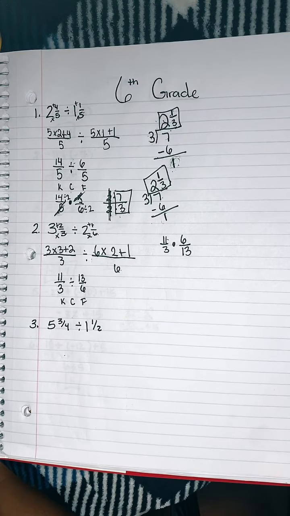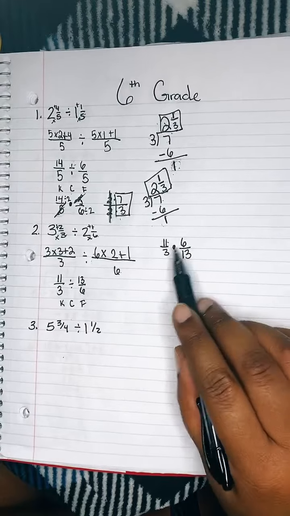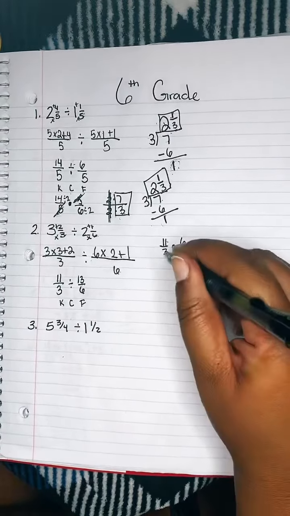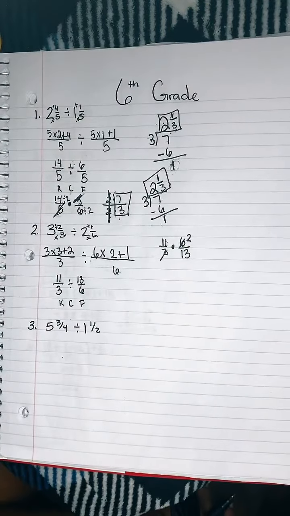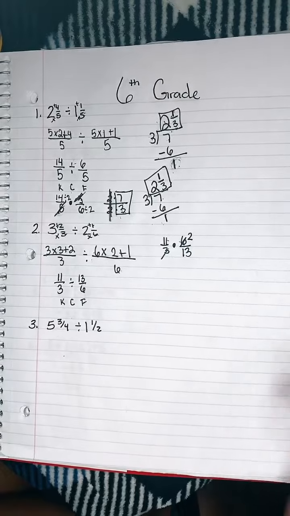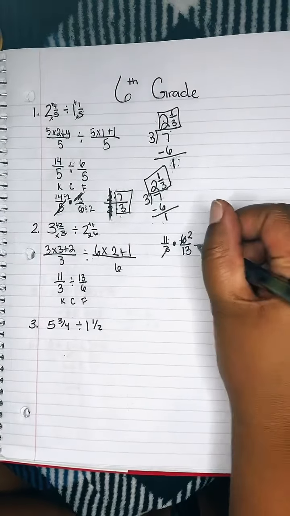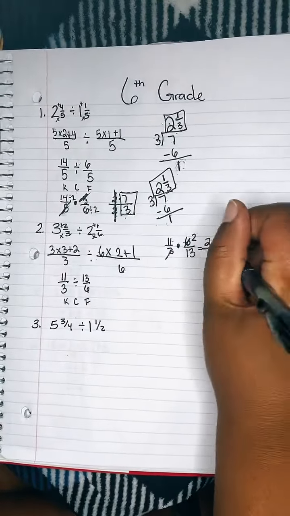Yes. The 3 and the 6. Yes, the 3 and the 6. I love it. Yes, 3 and 6. So 6 divided by 3 goes in 2 times. Yep, 2 times. Excellent. So now we're left with 11 times 2, which is 22.